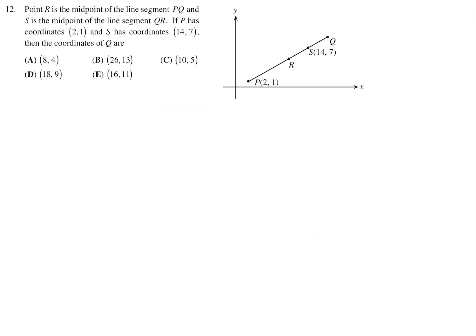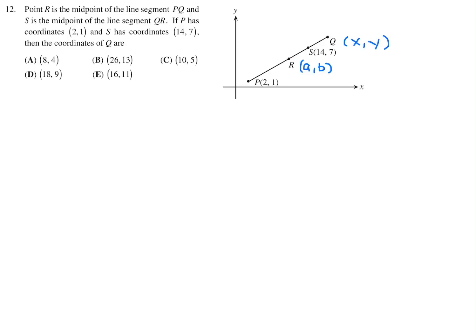R is the midpoint of the line segment PQ, and S is the midpoint of line segment QR. If P has coordinates 2, 1, and S has coordinates 14, 7, then the coordinates of Q are. So let's label these. Let's say Q is XY. And R, well, just call it AB. It doesn't really matter. You can call it anything.